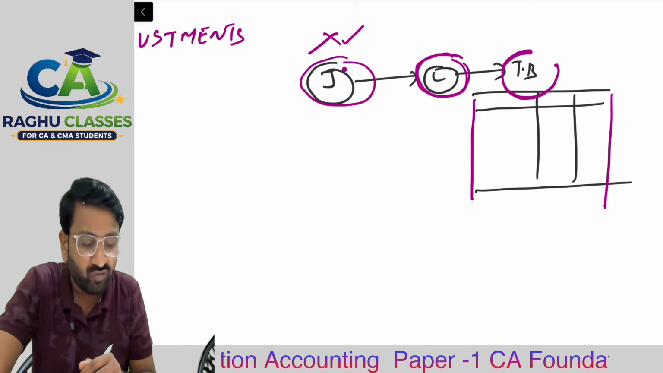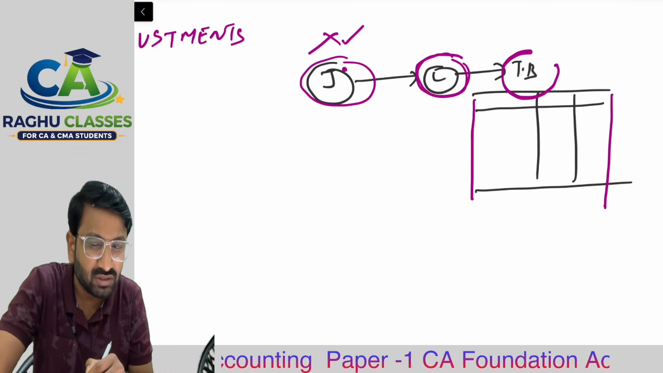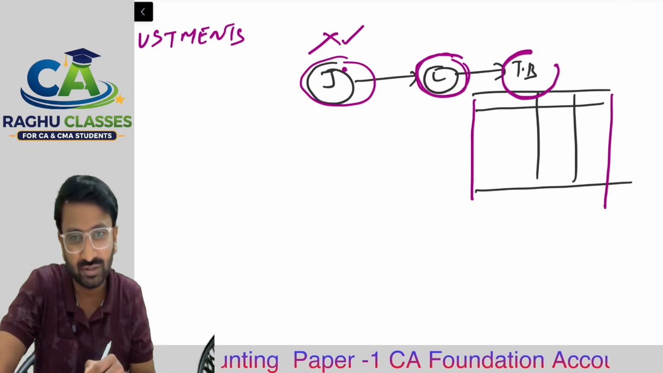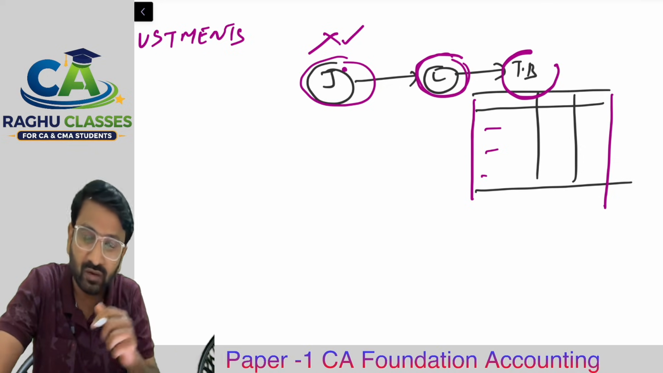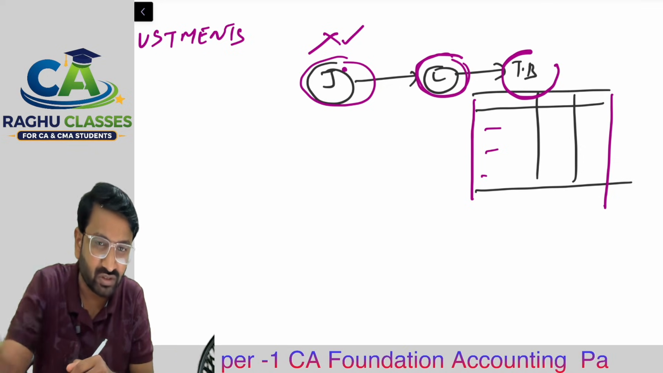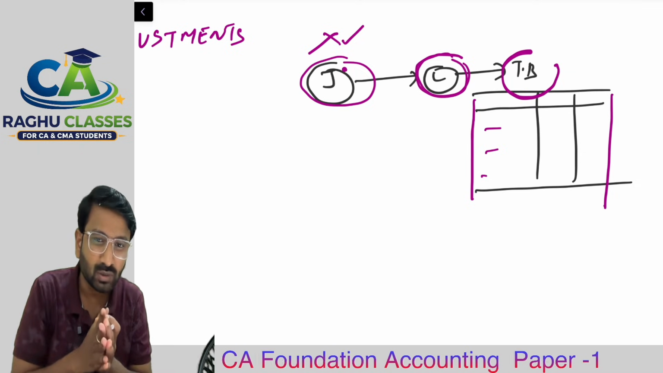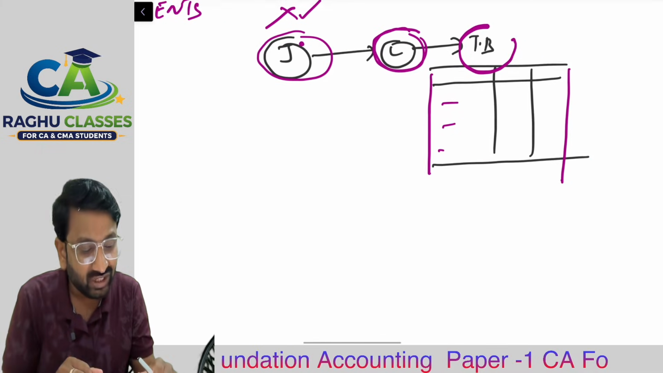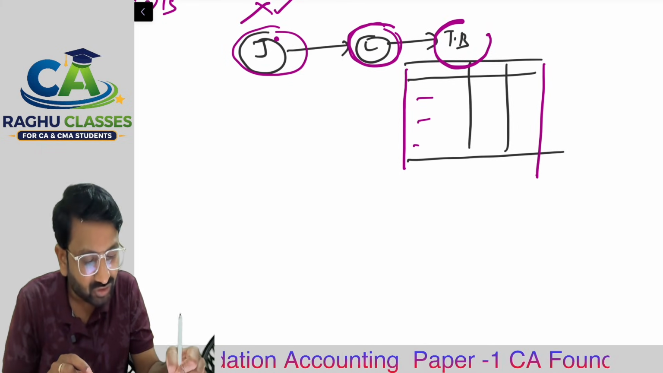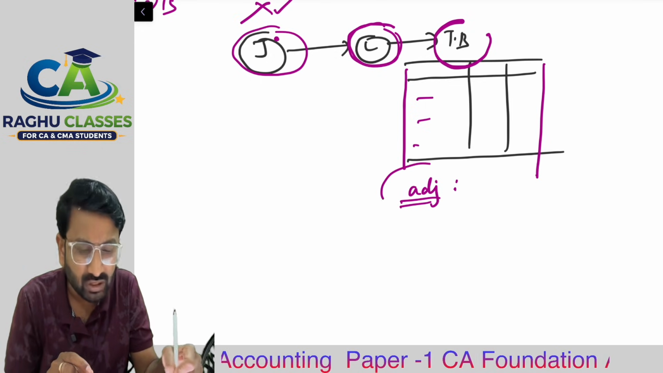Clear? If the item already appears in the trial balance, it means the journal entry is already passed. And these kinds of items will have only one effect in final accounts, which means if it is inside the TB, it will come either in the trading account, profit and loss account or balance sheet. However, sometimes there may be some items which are given outside the trial balance as adjustments. Now, what is the meaning of that?